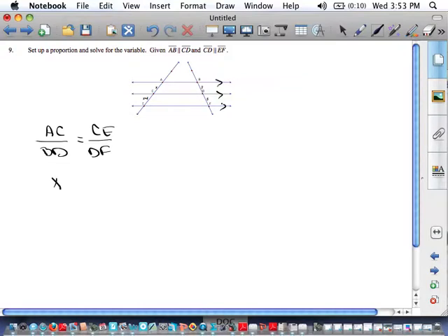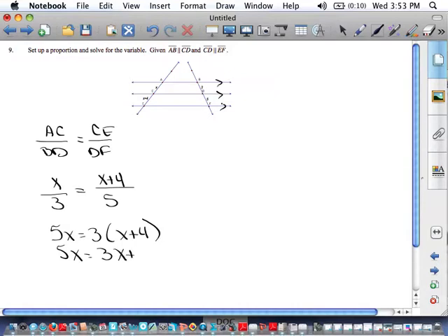AC is x, BD is 3, CE is x plus 4, and DF is 5. Again, cross multiply. 5x is equal to 3 times x plus 4. So 5x is equal to 3x plus 12. Subtract the 3x. You'll get 2x is equal to 12. So x is equal to 6.